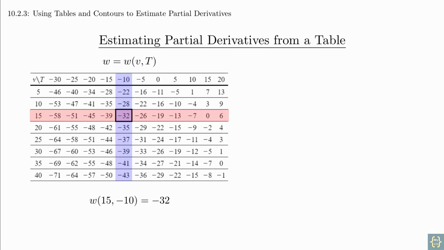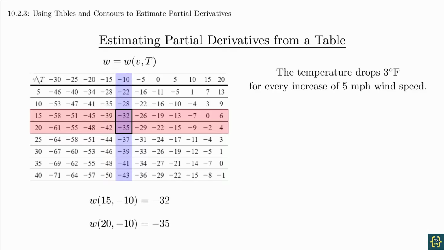If we wanted to estimate the partial derivative with respect to v, we are asking how the wind chill changes as we increase the wind speed. If you look at the chart, we see that the next wind speed we have is 20 miles per hour, which is 5 miles per hour faster. In that span of 5 miles per hour, the wind chill drops by 3 degrees. So the temperature drops 3 degrees for every 5 miles per hour of increased wind speed. We can translate this into an estimate of the partial derivative. The partial derivative is negative 3/5 degree per mile per hour.